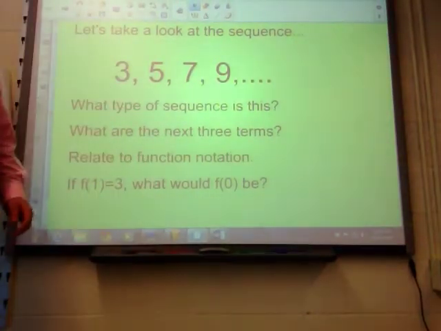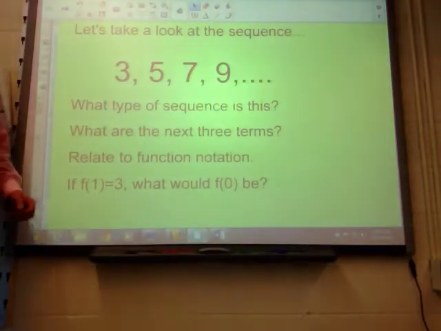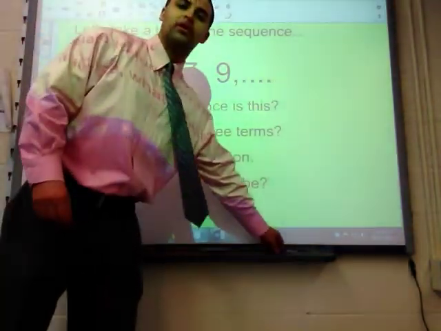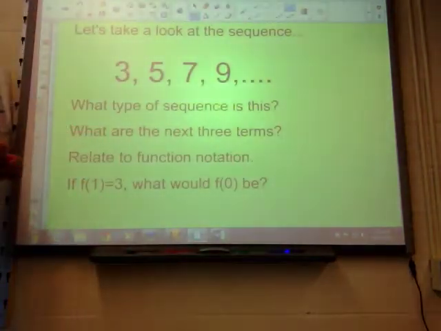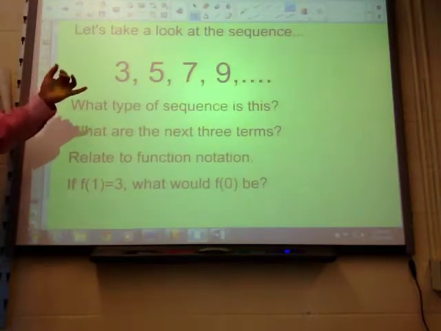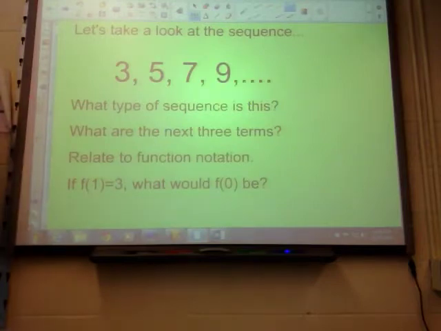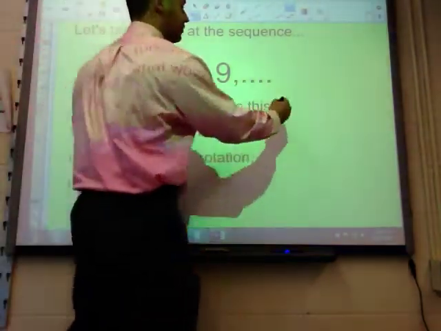Hey everyone, we're going to take an intro into the formulas we're going to use to solve some of our sequences and model them. So let's take a look at this sequence. This is similar to what we did in class today. We have the sequence 3, 5, 7, 9. Now if you're looking at this and you kind of figure out what we did today, you know that this is an arithmetic sequence.